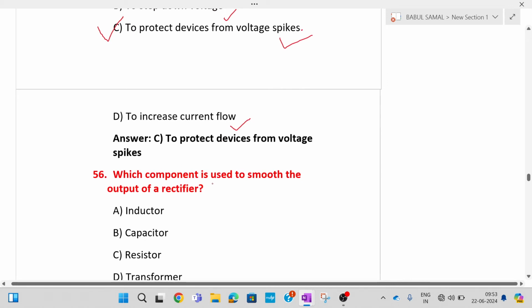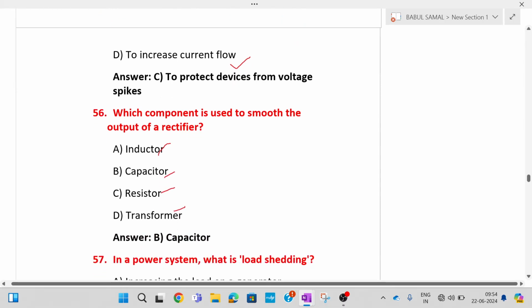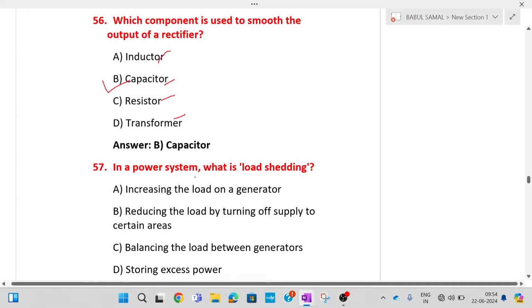Which component is used to smooth the output of a rectifier? Options are inductor, capacitor, resistors, transformer. So a capacitor is used to smooth the output of a rectifier. Option B will be correct. Next question. In a power system, what is load shedding?